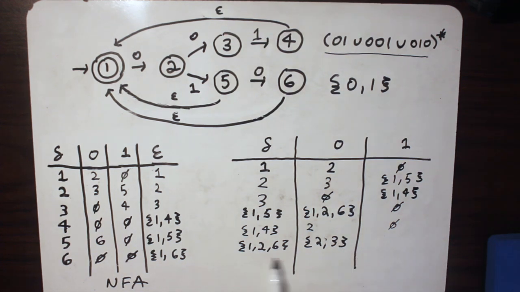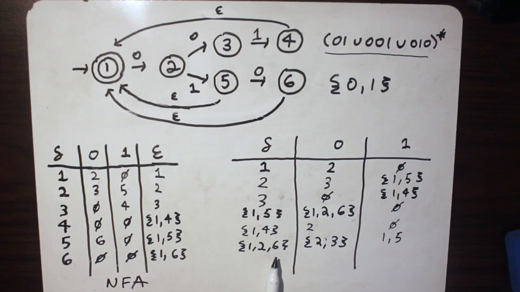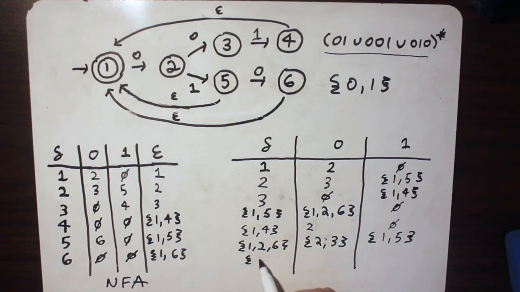Okay, now on an input of 1, we have this empty set here. For 2, we have 5, map over here, and we see we have the set 1, 5. And the last thing we need to check is the 6. On an input of 1, we have the empty set, so I'm just going to close this right here. Okay, so at this point, we've introduced this new state, 2 and 3.